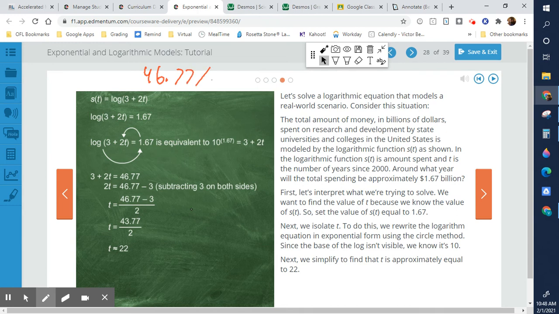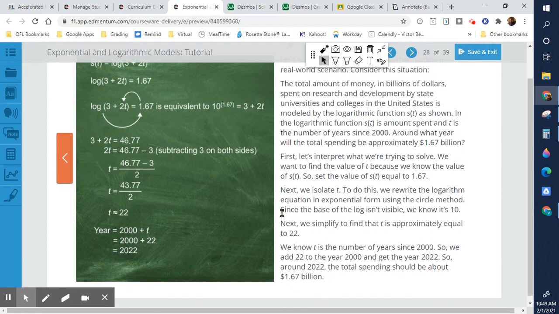46.77 divided or minus 3. Sorry. Minus 3 divided by 2. If you do not put the parentheses here, it's going to divide the 3 before it does the subtraction. So just be aware of that. I've seen a lot of people where they just don't know how their calculator works and it causes problems.